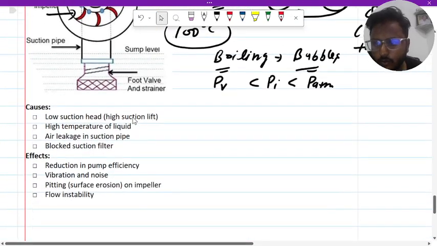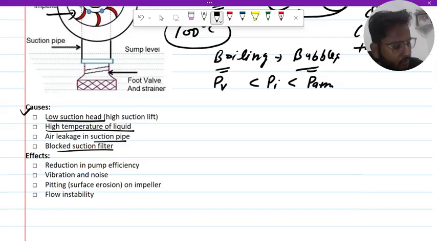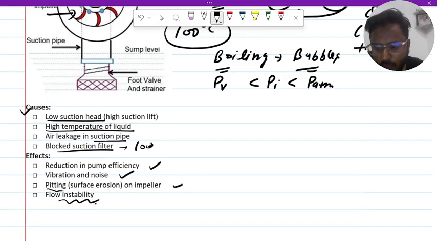So what are the causes? I have already discussed: low suction head, high temperature of the liquid, which causes bubble formation, air leakage in the suction pipe, and blocked suction filter. A blocked suction filter means less fluid passes to the pump, and hence causes low pressure inside the pump. What are the effects? Reduction in pump efficiency, vibration and noise, pitting means erosion of the impeller, and flow instability. Instability means sometimes the flow is high, sometimes it is low.